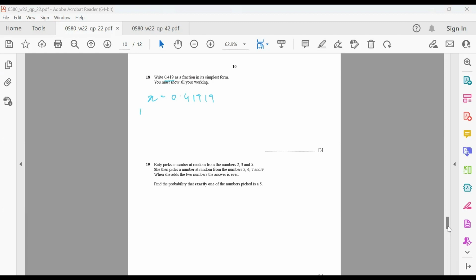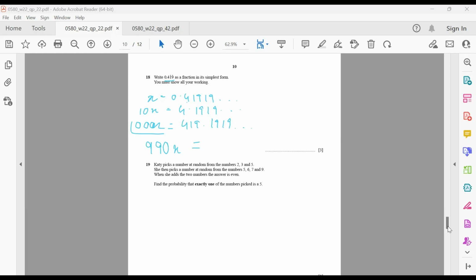I'm going to multiply by, let's say, 10. So 10x is equal to 4.191. Now I'm going to multiply by, let's take 1000. So 1000x is equal to 419.191. And these are all recurring, so dot dot dot showing that they extend. Sorry, this is 1000x.